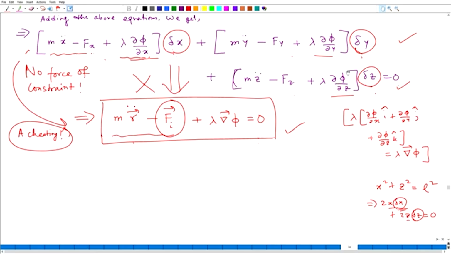But I can now ask this question: is there any possible value of lambda for which, even if delta x, delta y, delta z are not independent, finally I can write m r double dot minus F plus lambda gradient of phi is equal to 0.